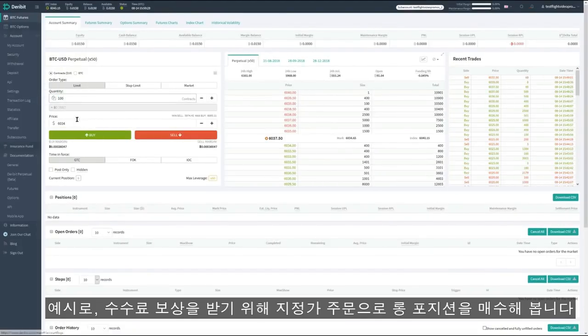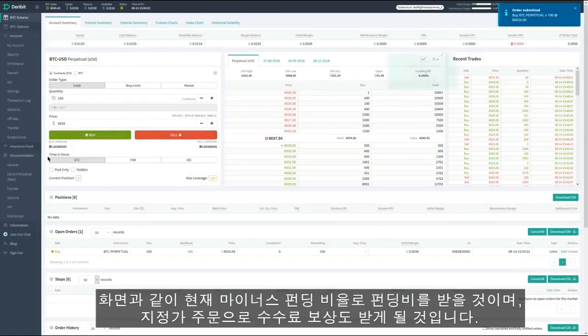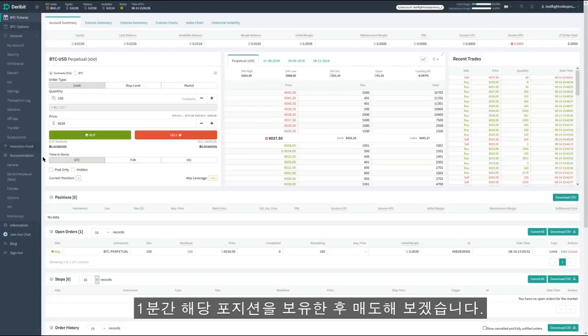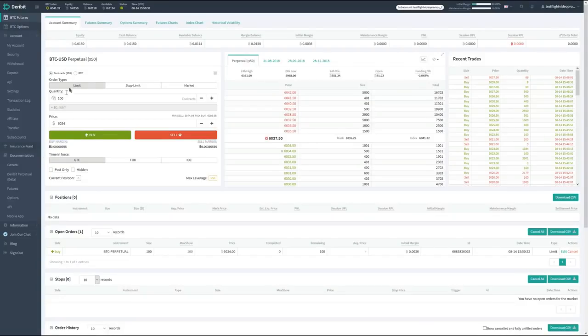As an example, I am opening a long position using a limit order for the fee rebate. With the present negative funding rate, I would get paid on my limit order via the maker fee structure and by the funding rate. A double reward, so to speak, to help bring the market back in balance. I will leave this trade open for roughly a minute and close the position.